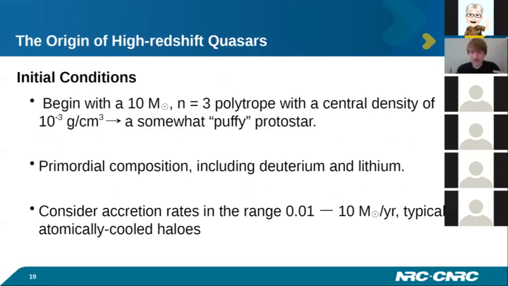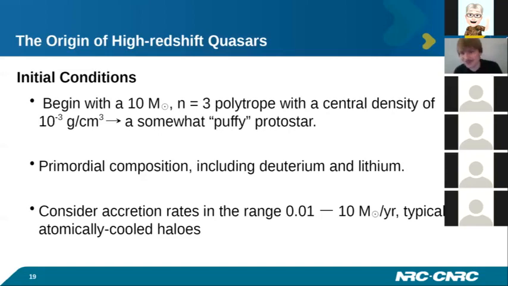So as an initial trial run, if you will, and to get a feeling for what these objects are, let's start with some initial conditions. We'll begin our models with 10 solar mass, fluffy, relatively high entropy protostars with primordial composition, not thermally relaxed, not nuclear burning yet, and we'll try constant accretion rates that roughly bracket the range of accretion rates we would expect in this atomic cooling halo picture.